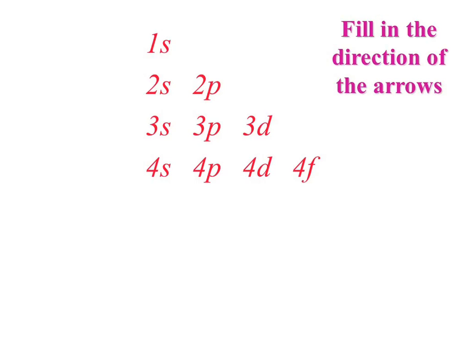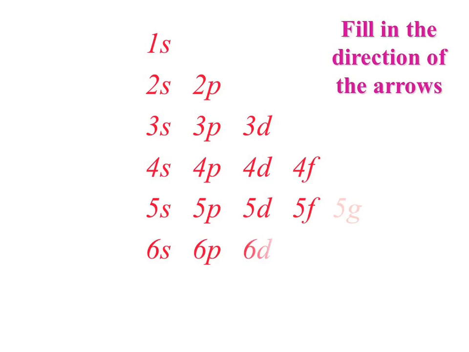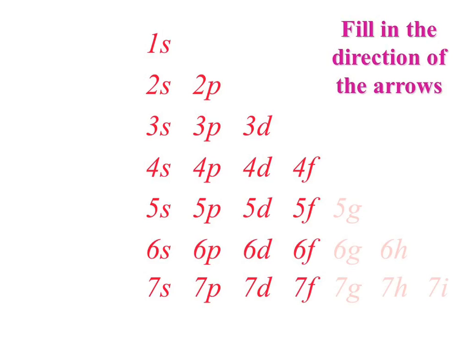So now you need to do this all the way up to n is equal to 7. So here's the deal. Remember, we don't have any g and h subshells when electrons are in their ground state. So when n is equal to 5, I'm going to stop at 5f. When n is equal to 6, I'm going to stop at 6f. When n is equal to 7, I'm going to stop at 7f. Okay, so these are all subshells. And don't worry about these grayed out guys over here. All right, so those are subshells.